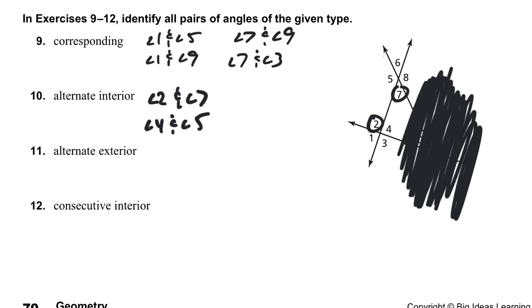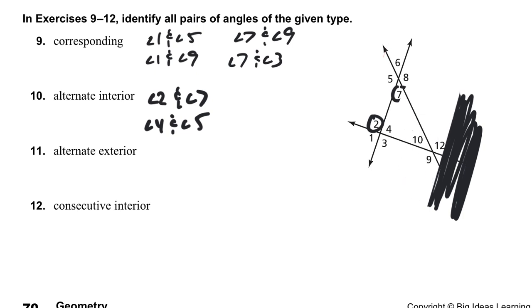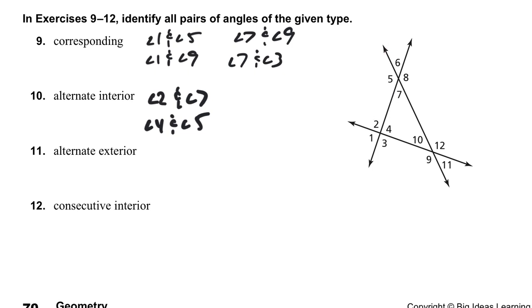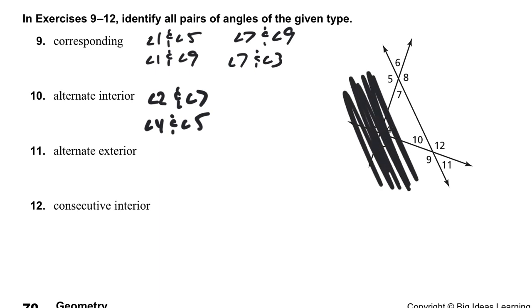Now, if I was to erase that and hide a different intersection, so what if I was to hide part right here? So we're going to hide these. Our alternate interiors would be 7 and 12, and then we'd have 10 and 8. So there's some alternate interiors. Again, I'm not writing them all. I just want to point out some.